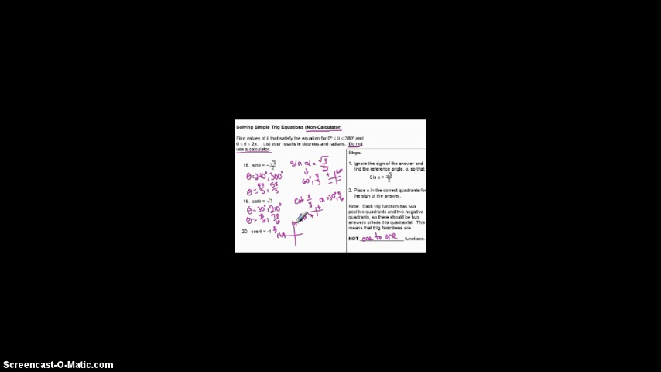I'm sorry, it's positive 1 up here. Down here it's negative 1, okay? And over here, all things are positive. So the only place that cosine of theta could be negative 1 is here at 180 degrees. So theta could be 180 degrees, or we could write it as pi. Okay, good luck.